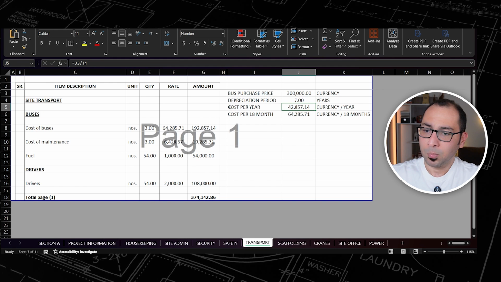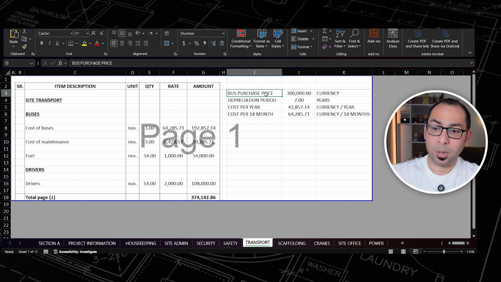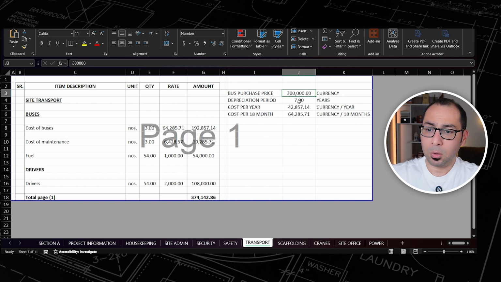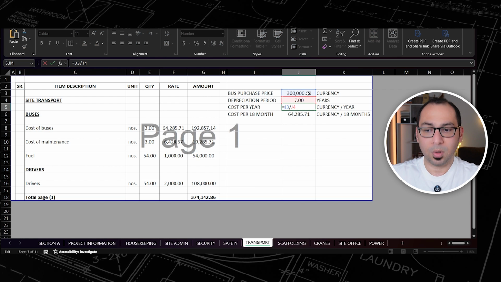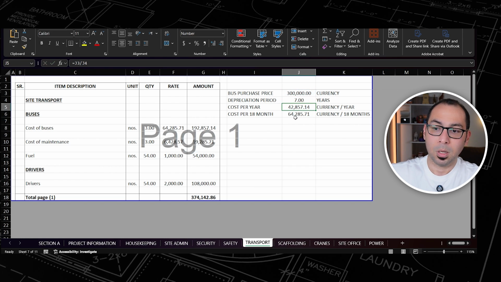Here if we go to the transport tab, again we have bus purchase price, which is 300,000. And again, I am assuming that this bus will be depreciated over 7 years. So in that case, the cost per year will be equal to 300 divided by 7. So this bus is losing 42,000 of its value every year.